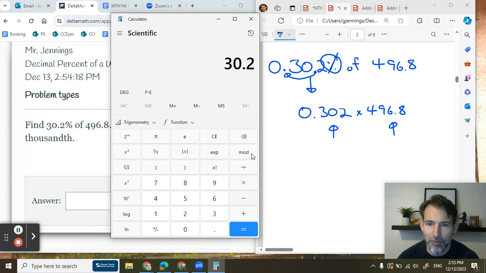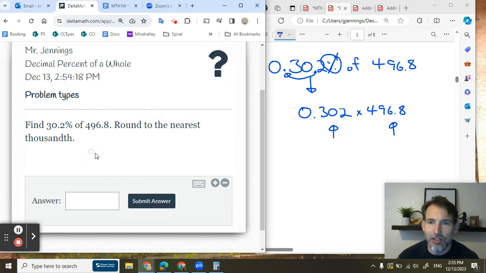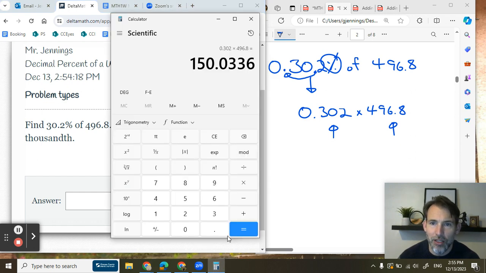30.2. Oh, sorry. Clear. 0.302, that's better, Mr. Jennings, multiplied by 496.8 equals 150.0336. Now they asked for to the nearest thousandth. Okay, so we need to round to the nearest thousandth. I'll write it down here.